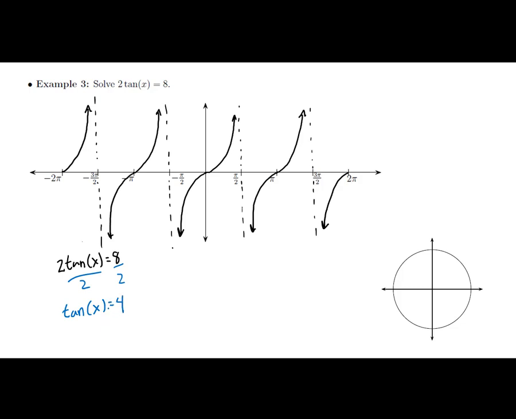Now 4 shouldn't necessarily ring a bell as a special value, so we're going to go ahead and just use the inverse tangent and get an approximate answer here. So we would say x must equal the inverse tangent of 4, and that's approximately equal to 1.32. So let's see if that's pretty reasonable. Okay, so here let's say 4 is right here.